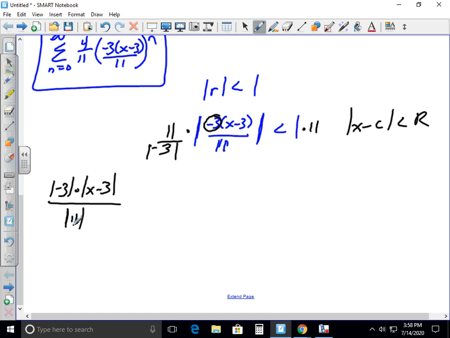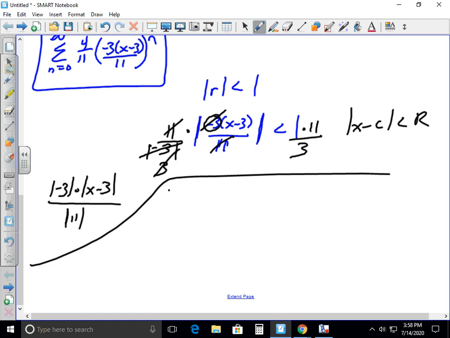The absolute value of 11 is 11, so to make it go away, we just multiply the top by 11. To make the negative 3 go away, we divide by the absolute value of negative 3, which is really 3. We'll divide the other side by 3. So the 11s cancel, the 3s cancel, so we're left with the absolute value of x minus 3 is less than 11 thirds.